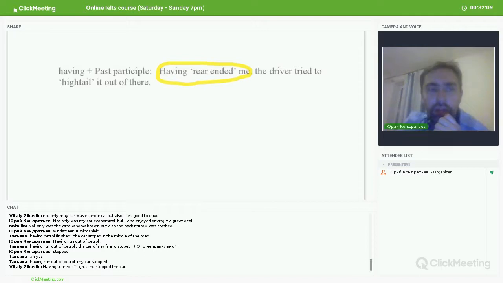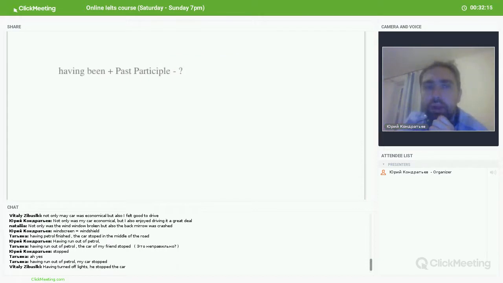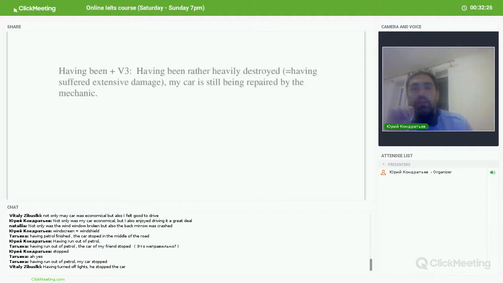Okay, having turned off the lights, he stopped the car. All right, grammatically it's correct. Okay, then having been, and here it will be passive. Having been done. Let me give you an example. Having been rather heavily destroyed, and then you can use it about an inanimate object because it's passive. Or having suffered extensive damage, my car is still being repaired by the mechanic.